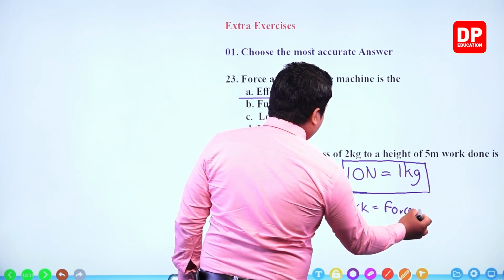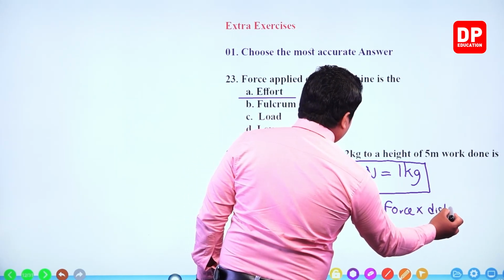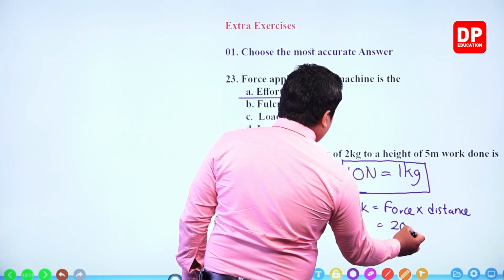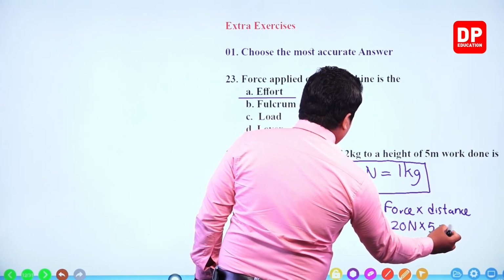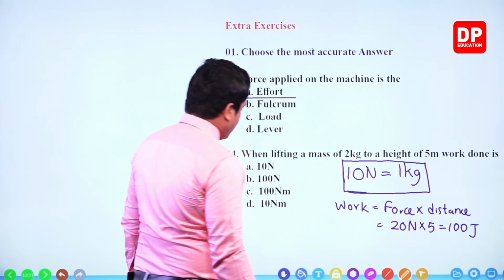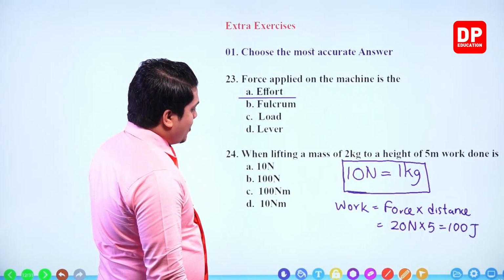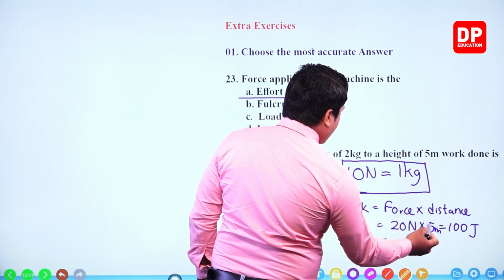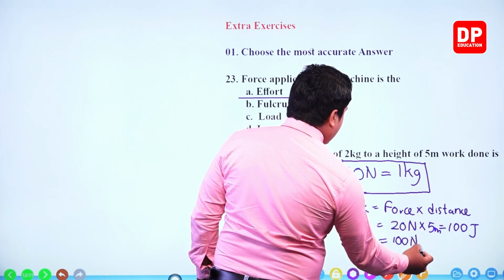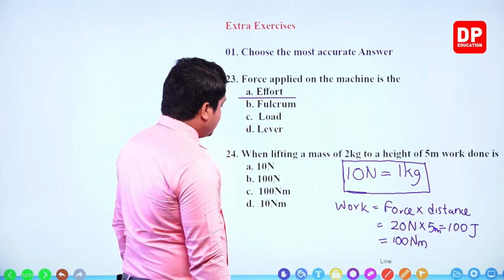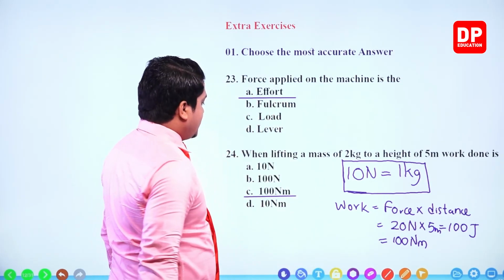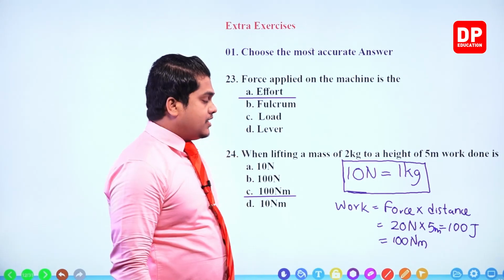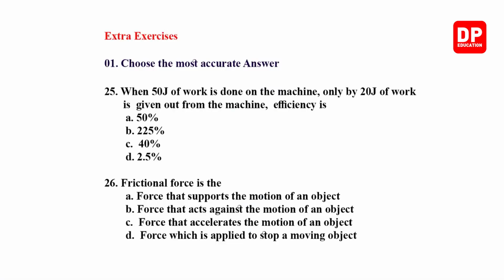force multiplied by the distance, which is equal to 20 newtons into 5, 100 joules. So the joules answer is not given, but however, you know that 20 into 5, 100 newton meter, is also correct. So go for the answer 100 newton meter. I have explained these things when I was discussing the lesson, my dear children, about the newton meter. Right, then question number 25.